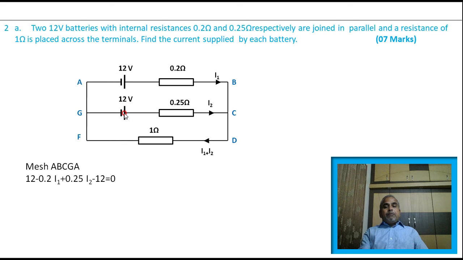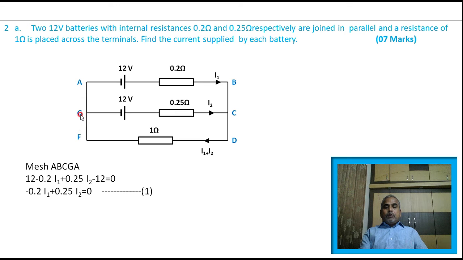Then we are moving from positive terminal to negative terminal here, positive to negative. Therefore there is a fall in the voltage here. Therefore I am writing here minus 12 is equal to 0. You have to simplify this equation. What we are getting is minus 0.2 I1 plus 0.25 I2 is equal to 0 is the first equation.